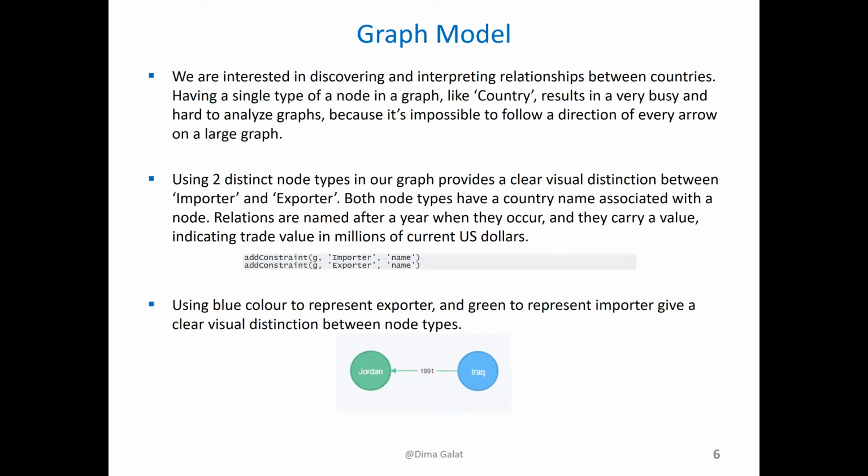Both node types have a country name associated with the node. Relations are named after the year when they occur, and they carry a value indicating trade value in millions of US dollars. Using blue to represent exporter and green for importer gives a clear visual distinction between node types.